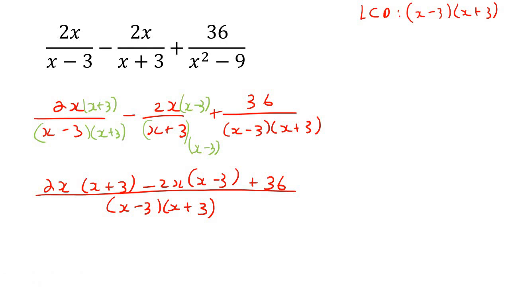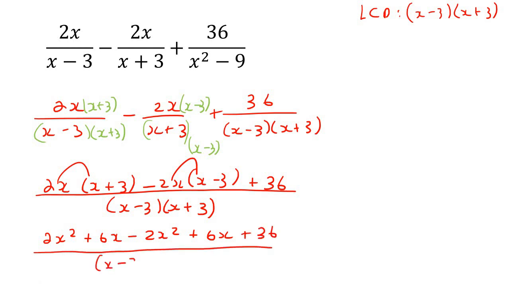Okay, so now we're just going to simplify by multiplying the brackets in. So that's going to become 2x squared, add 6x, take away 2x squared, add 6x over there, and then add 36. At the bottom, we just leave it as it is.